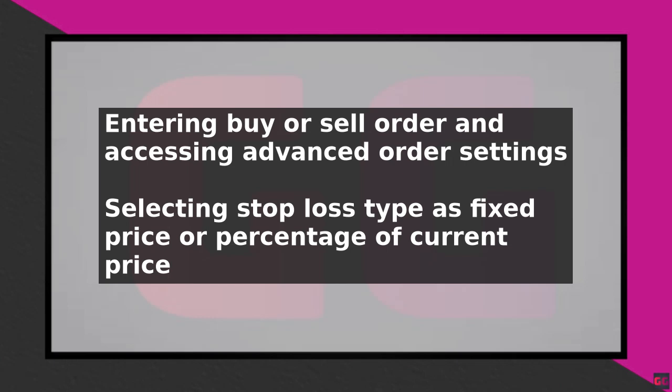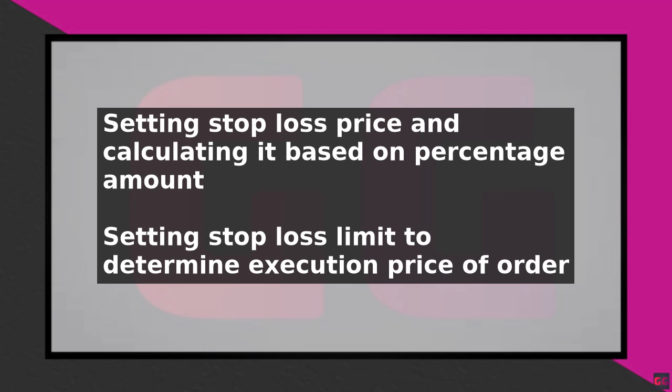For example, if you buy 100 shares of stock at $50 per share, you can set a stop loss at $45 per share, which means if the stock price falls to $45, the platform will automatically sell your shares to limit your loss. After setting the stop loss price, you can also set a stop loss limit, which determines the price at which the stop loss order will be executed. This is usually set at a slightly worse price than the stop loss price to ensure the order is filled.